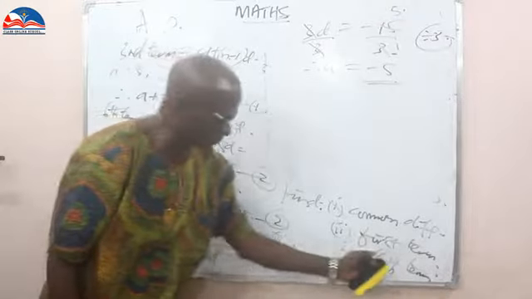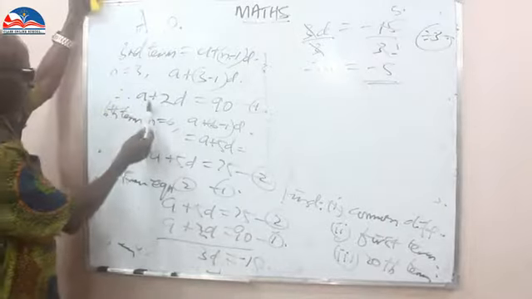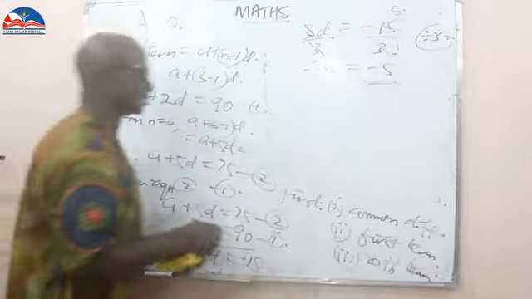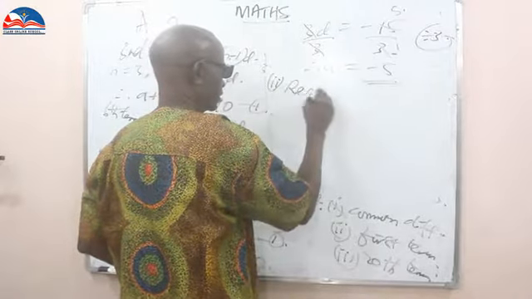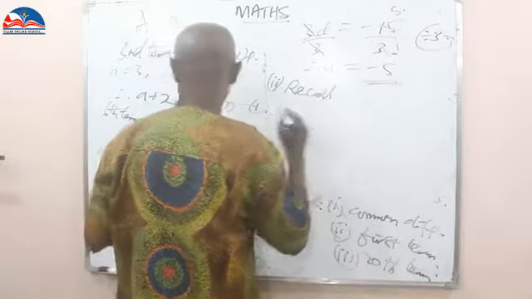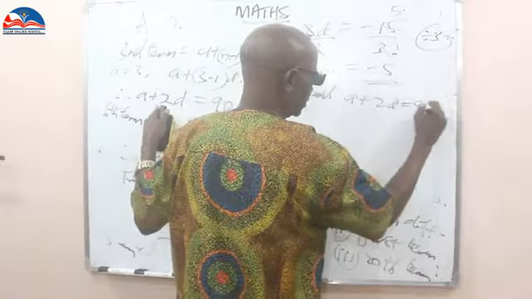Then from there, find the first term. You recall that in equation 1, A plus 2D equals 90. And now in question number 2, we recall that from equation number 1, A plus 2D equals 90.